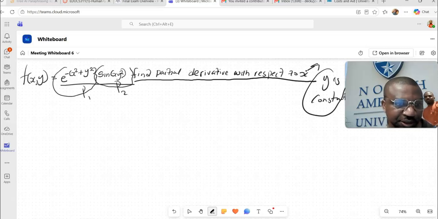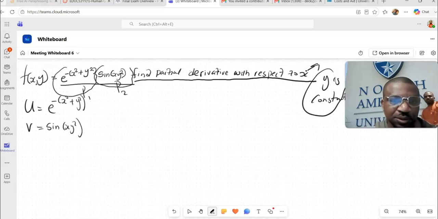So let me say U is equal to e to the power of negative x to the power 2 plus y to the power 2. That's my first product. And the second product, V, is sine x y to the power 2.